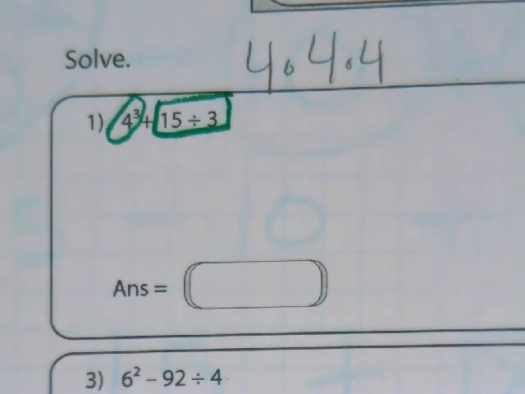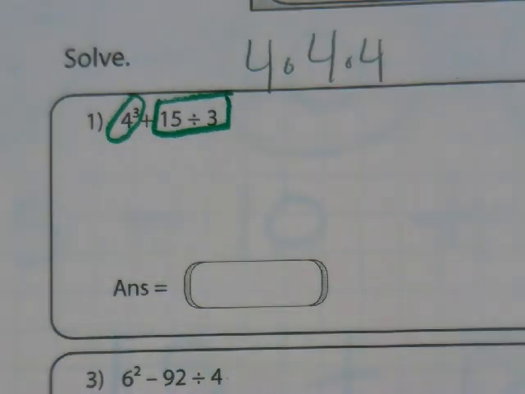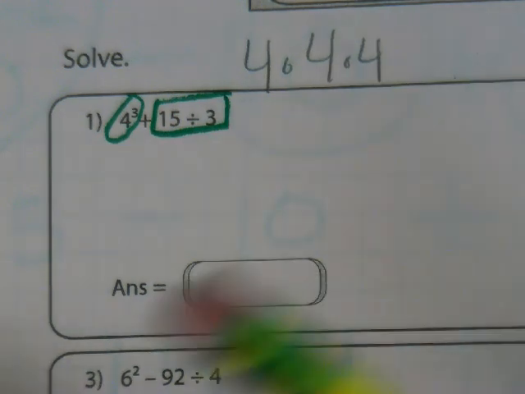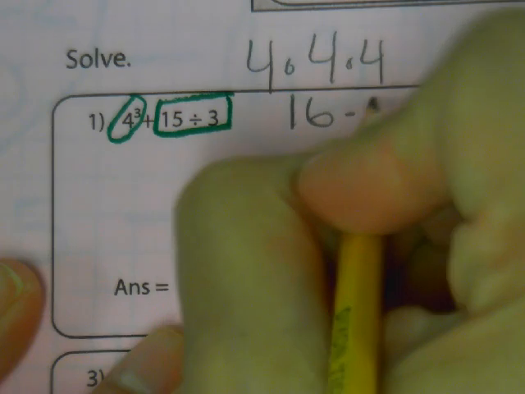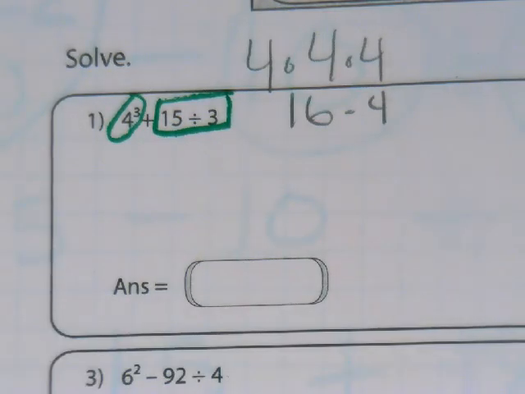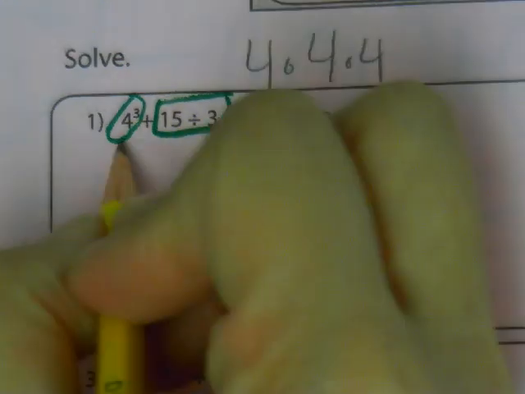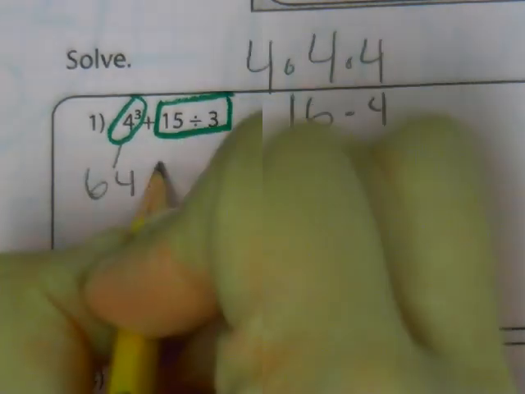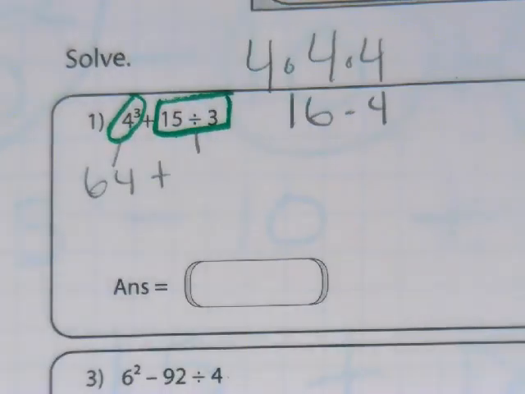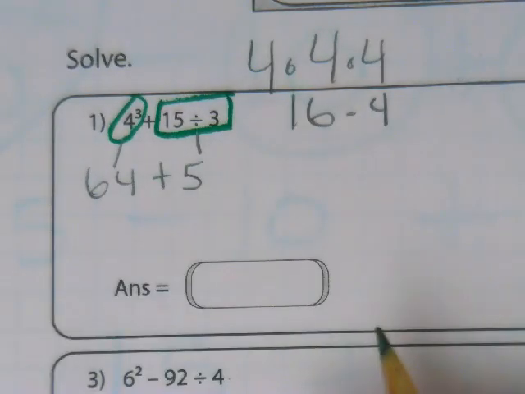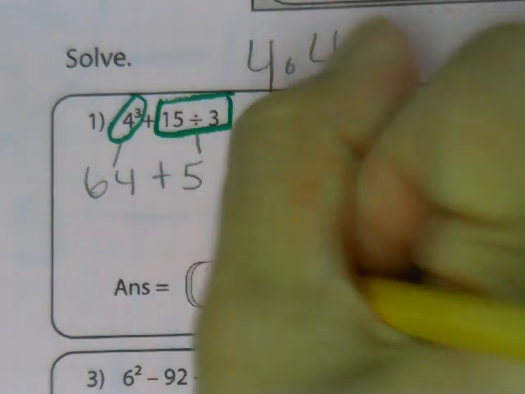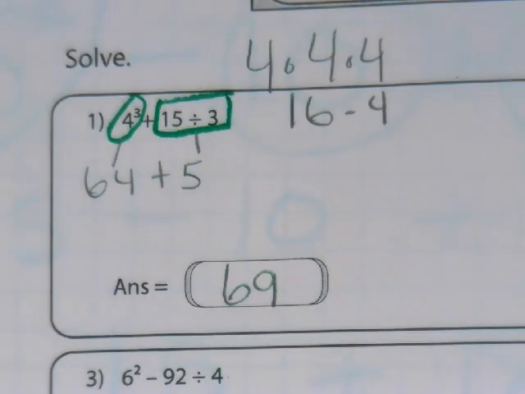You're going to use your multiplication table a lot on this worksheet. What's 4 times 4? 16 times 4. 64. So this circle gives you 64 plus, what is 15 divided by 3? 5. So now I have 64 plus 5. 69. Perfect. Write it in the box so Miss Jane and I can clearly check.